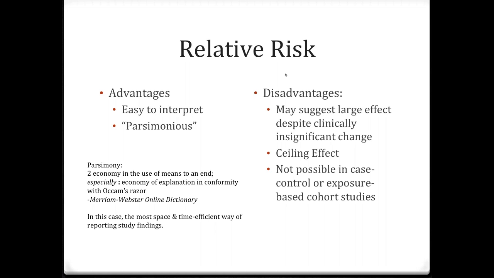Researchers tend to prefer the parsimonious and easily interpretable relative risk. However, as we saw earlier, the relative risk may suggest a large effect despite a clinically insignificant change. Also, case control and exposure-based cohort studies can't produce a relative risk either. Lastly, there's this problem of the ceiling effect.